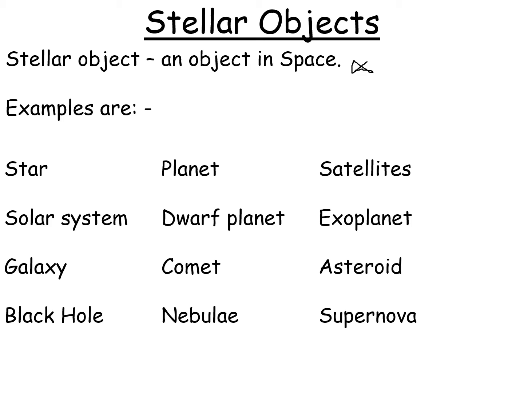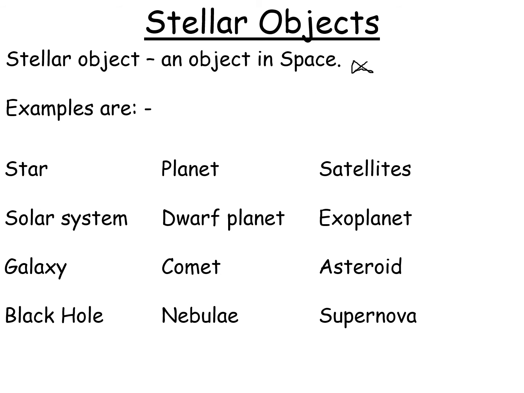Something called a star, planets, you probably know, satellites, you've probably come across before, solar system, I'd expect you to have come across that before as well, dwarf planet, exoplanet, galaxy, we've talked about our own galaxy, the Milky Way galaxy, comets, asteroids, black hole, nebulae, and supernova. So all of these things are things that you can find in space.